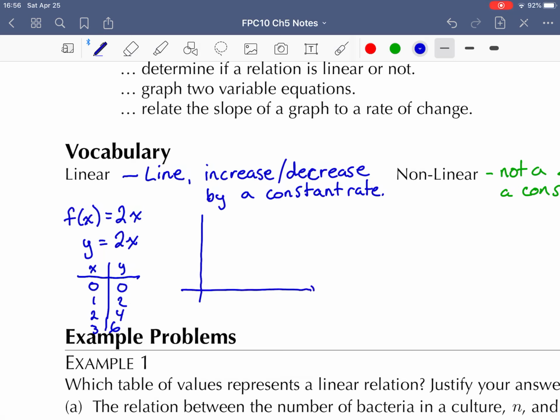Now let's sketch out a graph for this. Here's our domain, x. Here's our range, y. We start at 0, 0. After 1, we go up to 2 like this. At 2, we go up to 4 up here. And at 3, we go up to 6. Now, if I drew this perfectly, these dots will end up in a perfectly straight line. This is linear.